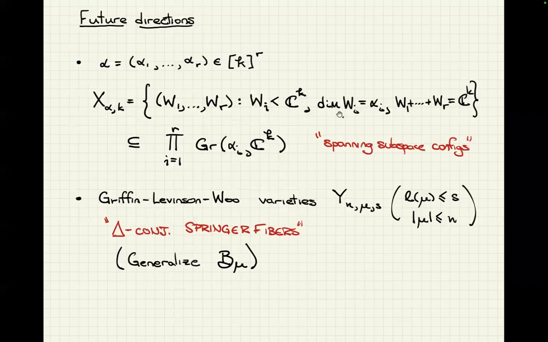Future directions, maybe you want to consider other varieties. Here are a couple of ideas. There's a certain variety of spanning subspace configurations where you don't have lines, you have higher dimensional subspaces. There is also a very interesting set of varieties defined by Griffin, Levinson, and Wu, these Delta conjecture Springer fibers, which recently have been used by Maria Gillespie, Eugene Gorsky, and Sean Griffin to give a representation theoretic model for the Delta conjecture.